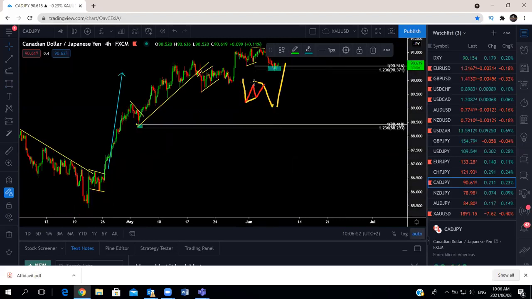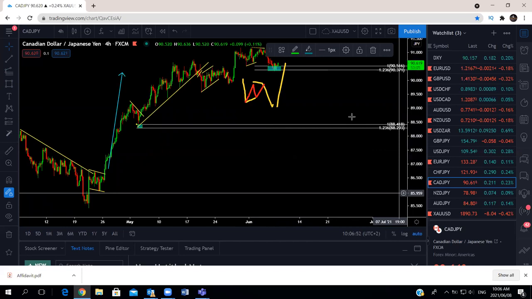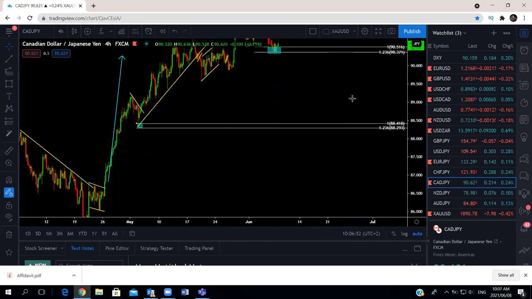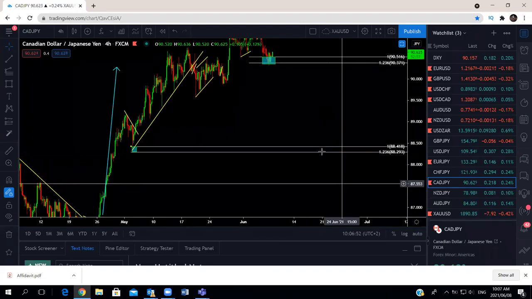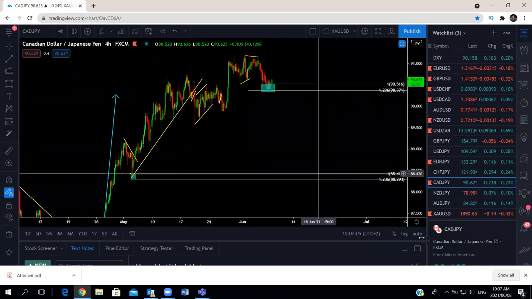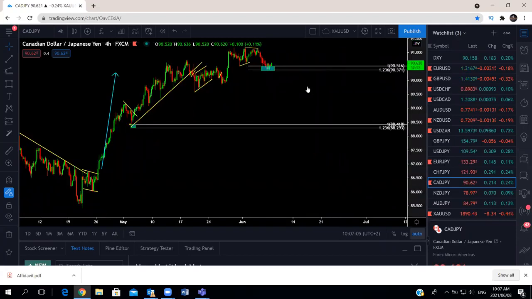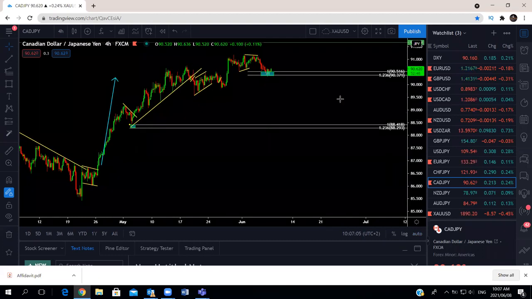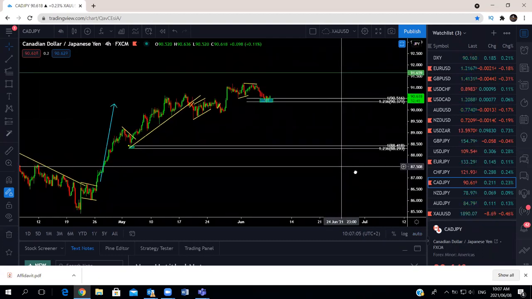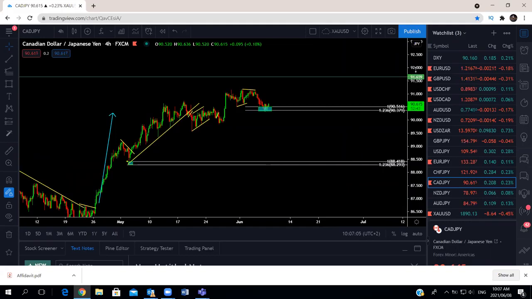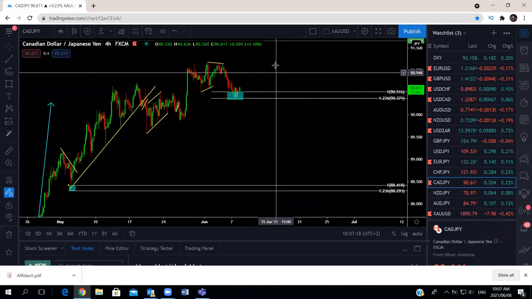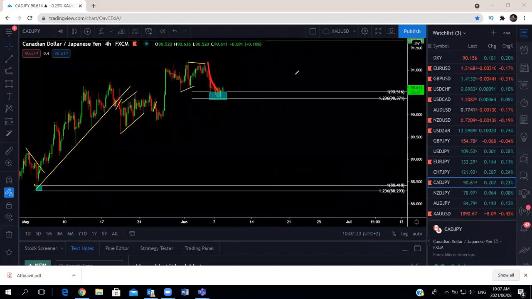That is CAD yen. That's clear. And just look at the structure. Let's make it auto. Right, so we're looking for the move reversal here. Let's check the indicator.